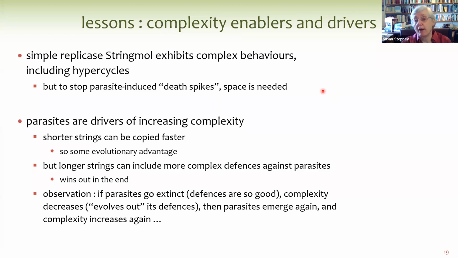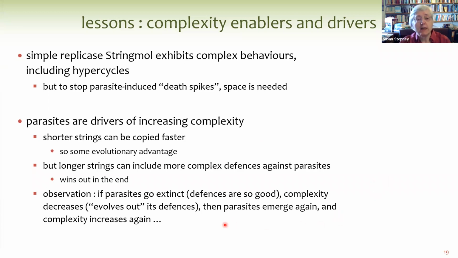This has been found in other systems, and we've demonstrated the same in our system with the more complex evolutionary characteristics going on. And it does appear that the parasites are the drivers of increasing complexity in our system, as well as being hypothesized in other systems. Shorter strings are copied faster, so they have some evolutionary advantage, but longer strings can include more complex defenses against the parasites. And it seems that this complexity wins out in the end.